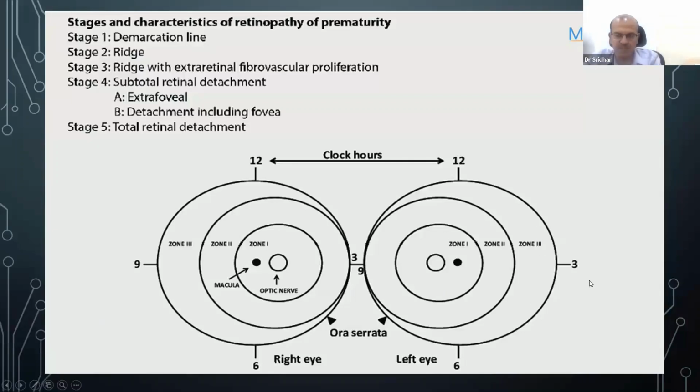So the zone 3 is a peripheral zone, and zone 1 is a central zone. This is the macula and the optic nerve. So anywhere in the zone 1, it's a high risk of total blindness. So you have to be aggressive with the treatment.